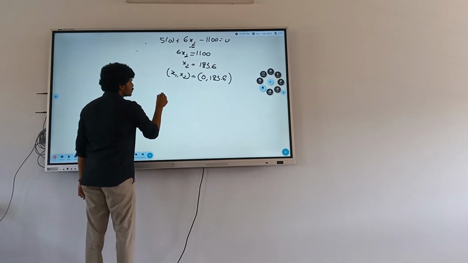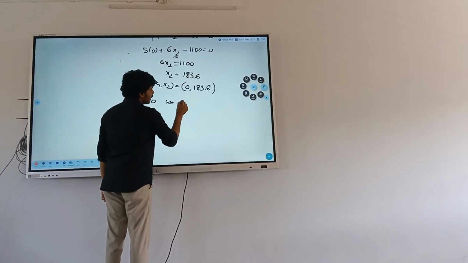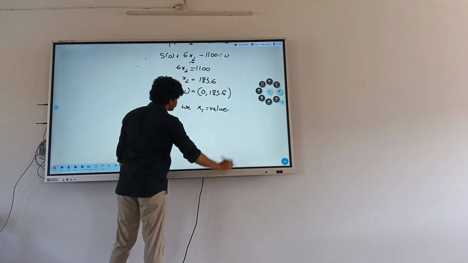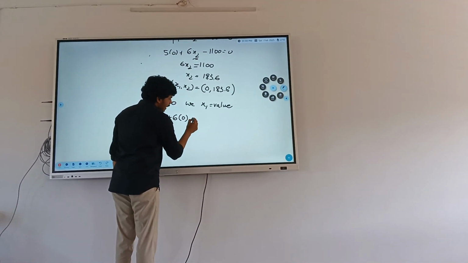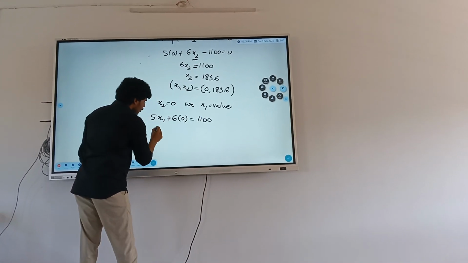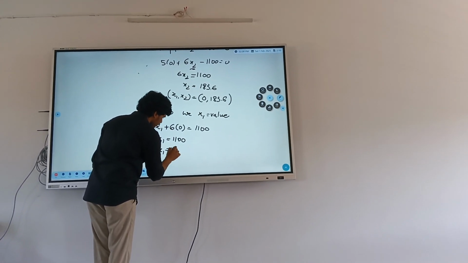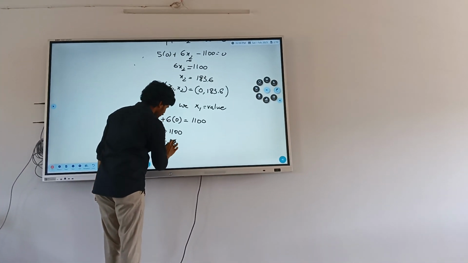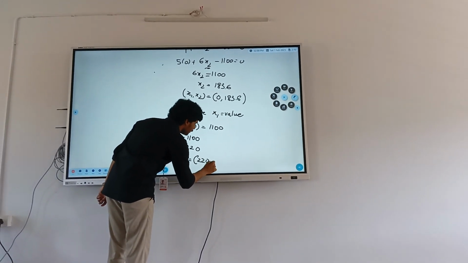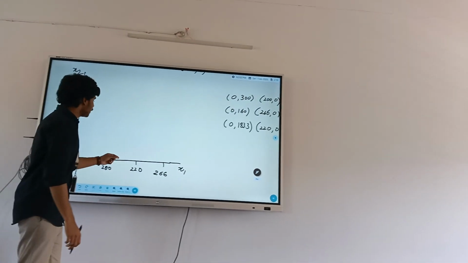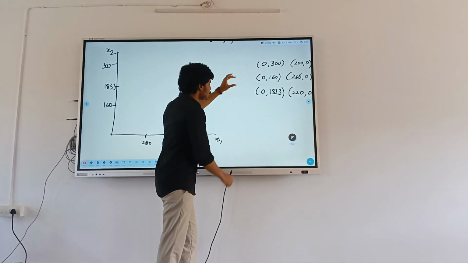If we put x2 as 0, we will get the x1 value. 5x1 minus 1100 equals 0, so the x1 value will be 220. So the optimal points are 220 comma 0.